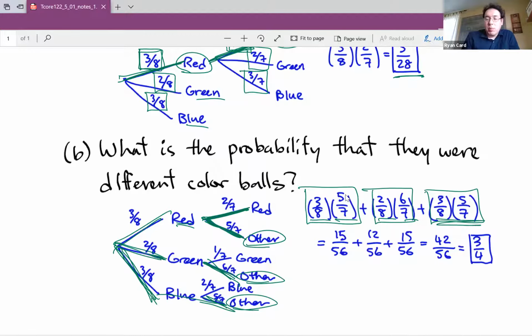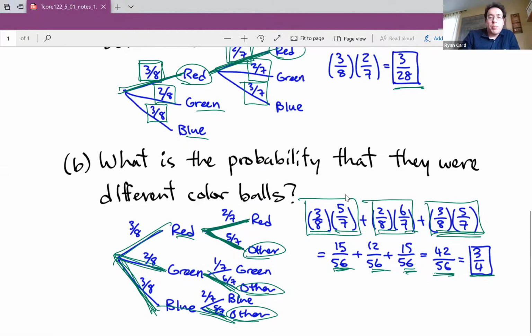We can multiply this out. It's actually easier if you don't reduce the fraction as you multiply them, because then you can get a common denominator and then you add it up. 42 out of 56. You could reduce that to 3/4 if you could. There's a common factor of 14, I think. So the probability that you'll get 2 different colored balls is 3/4, 75%. I hope that made sense.